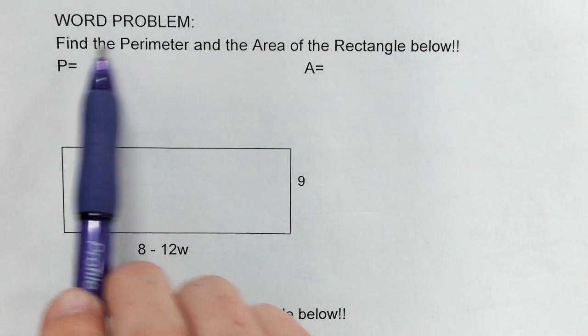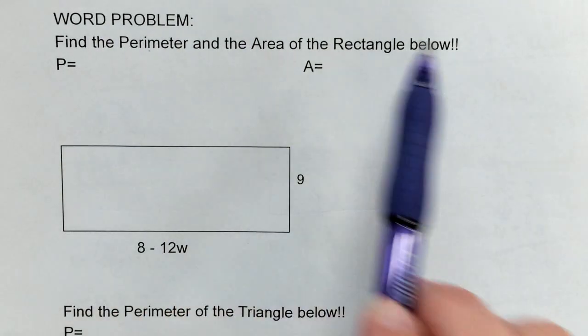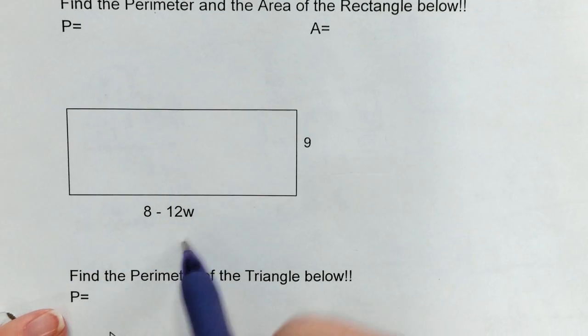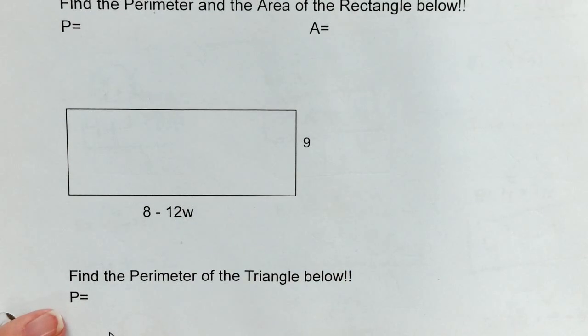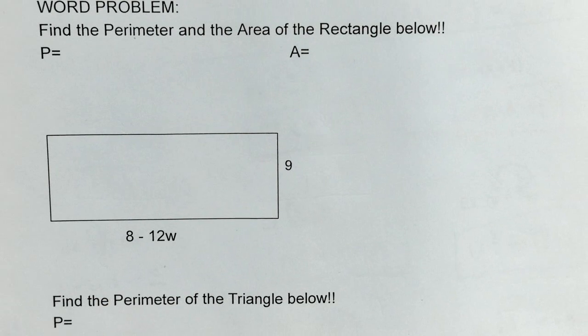It wants you to find the perimeter and area of the rectangle. But look at the length. What is it? Did they tell you what W is? So what do you think is going to be in your answer? Some W's. Make sense? Now, if they tell you what W is, then you're good to go. But they're not going to. Okay? Are we going to do anything different?